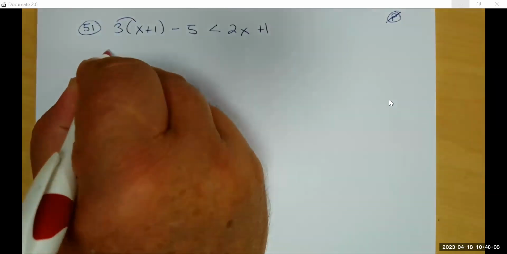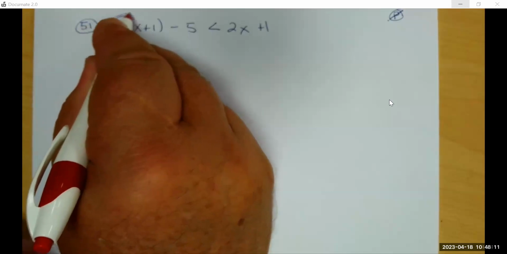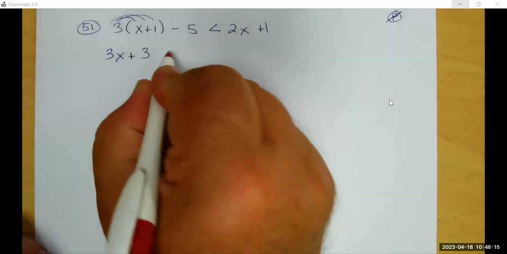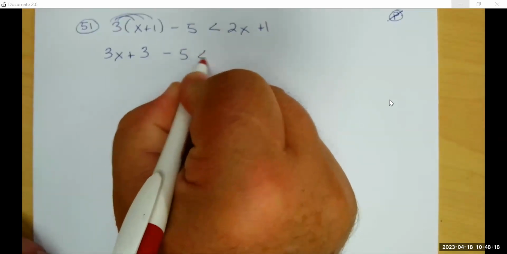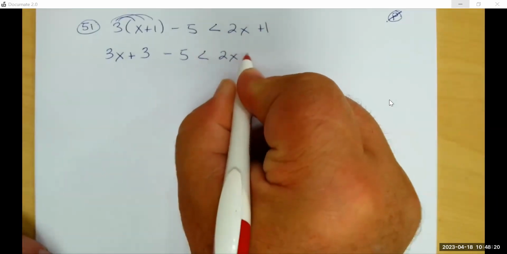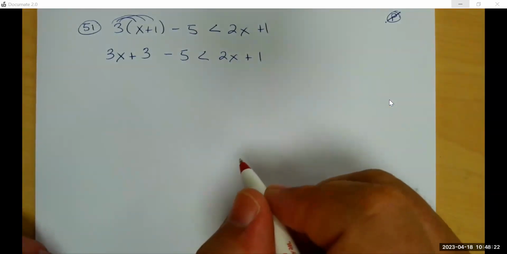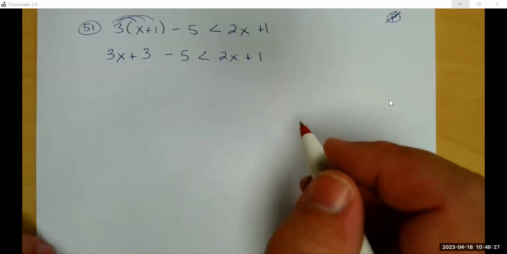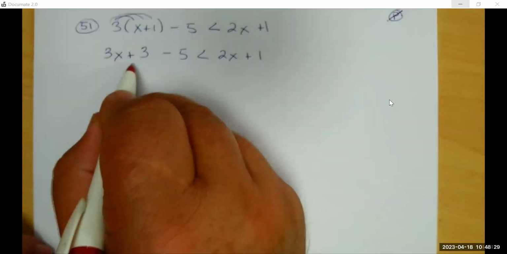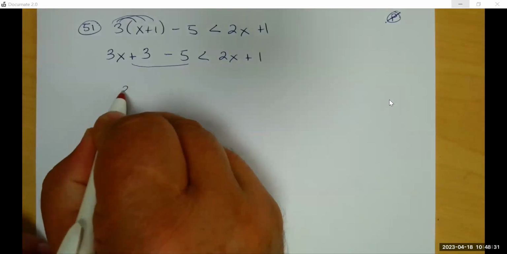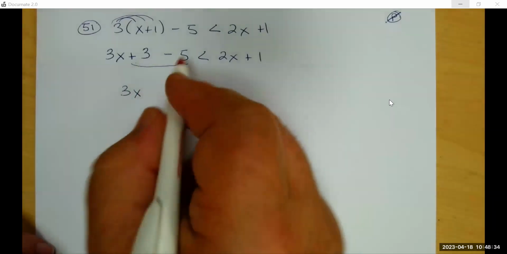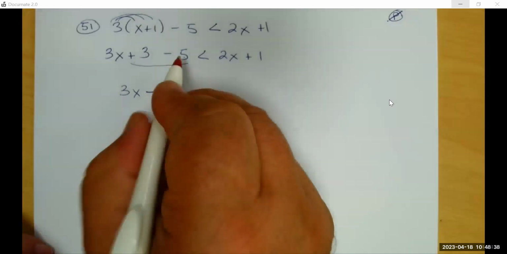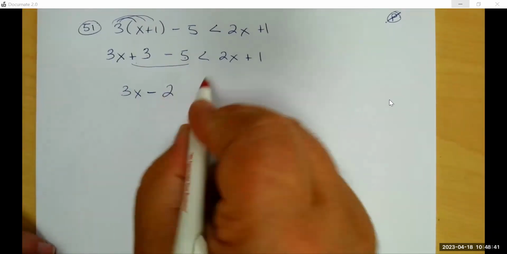3 times x is 3x. Positive times positive is positive. 3 times 1, 3. That's 2x plus 1. Whenever you get rid of parentheses, always combine like terms. So on the left-hand side, we got rid of parentheses, so we combine these two. 3 minus 5. So 5 is bigger than 3. The answer is going to be negative, because that's negative. 5 minus 3 is 2.